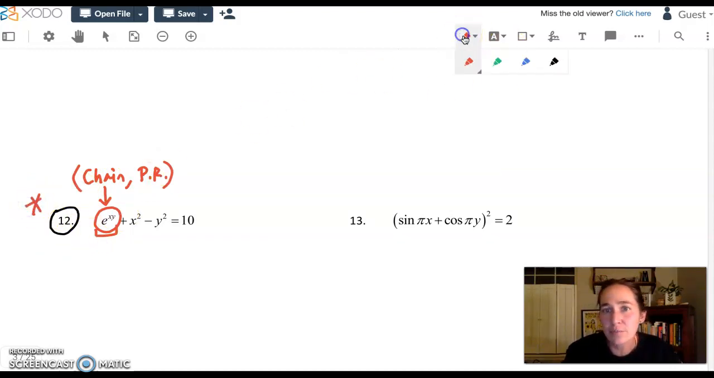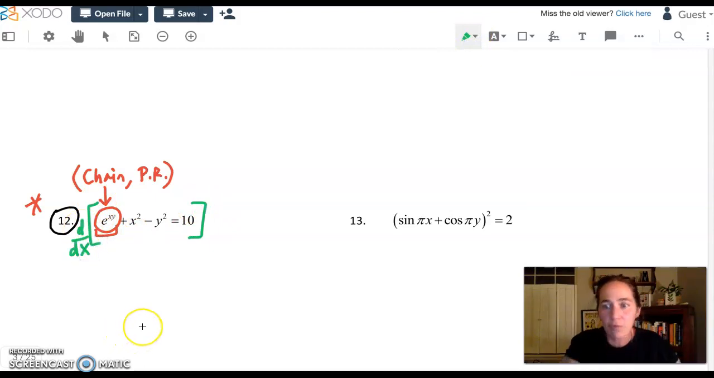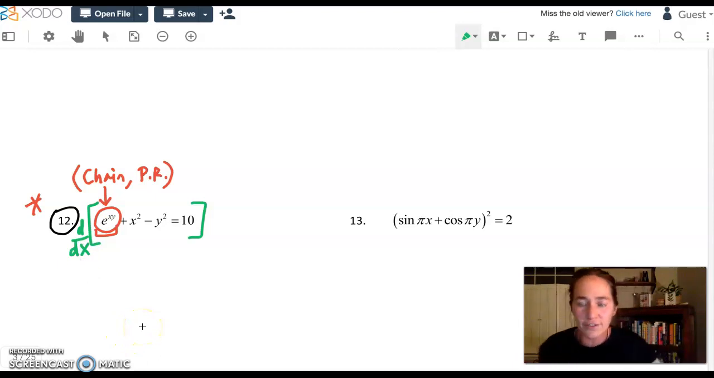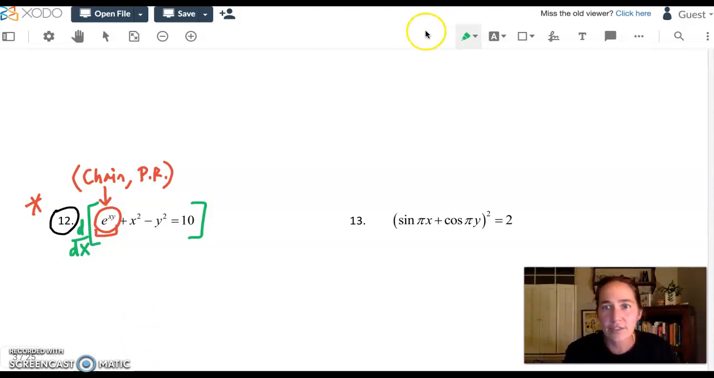Same directions on this page. We have an implicit equation that doesn't have y by itself, so a good option would be to take the derivative with respect to x of both sides and use implicit. And remember, every time we differentiate a y term, we're going to tag on that dy dx. So let's see what we have.